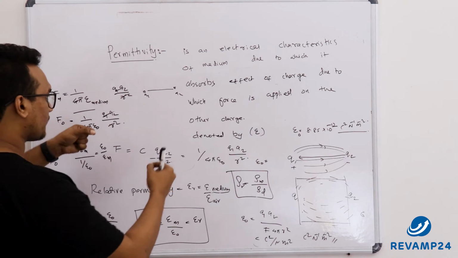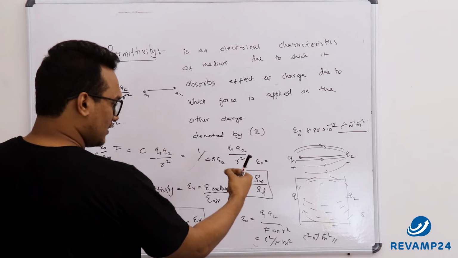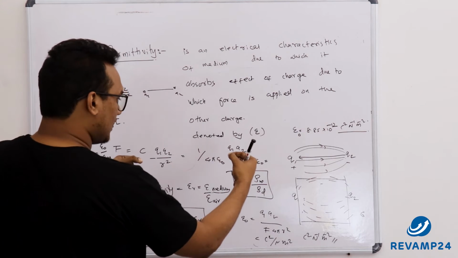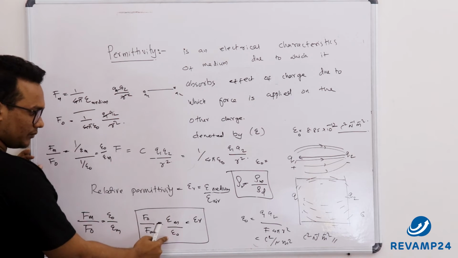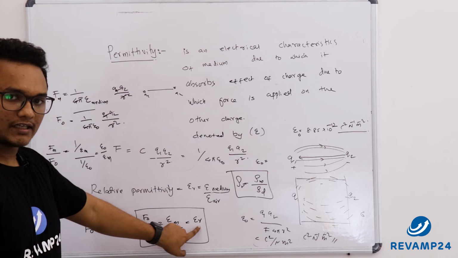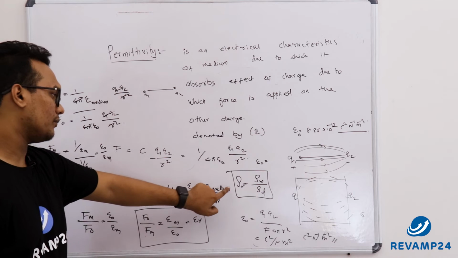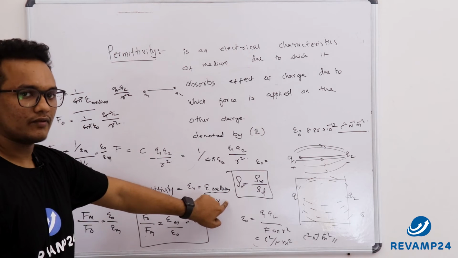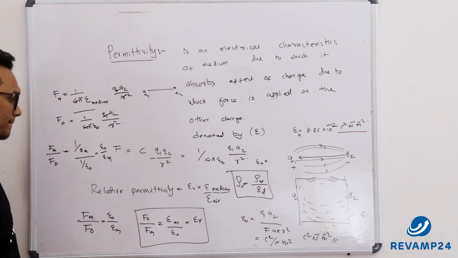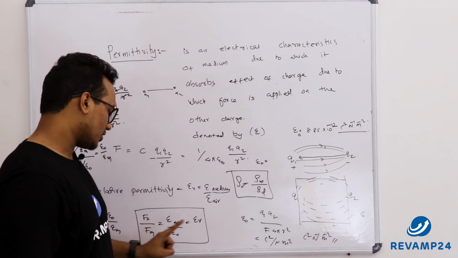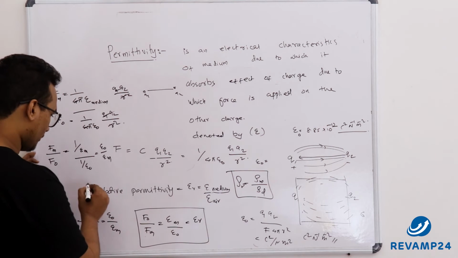So just find the value of force in free space, then keep it in a medium with the same charge and the same distance between them, and find the ratio. Force in air divided by force in medium. That will be the value of epsilon r. This is relative permittivity. So relative permittivity has been defined as permittivity of medium divided by permittivity of air, or the ratio between permittivity of medium and permittivity of air. Now what will be the unit of this? It's a ratio, right? Force divided by force. It's a unitless, dimensionless quantity. This is very important.